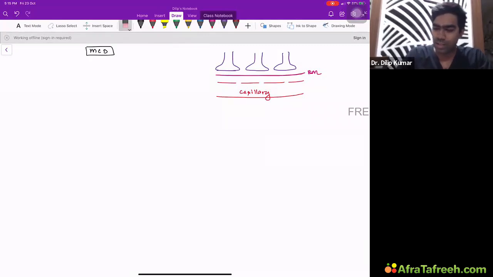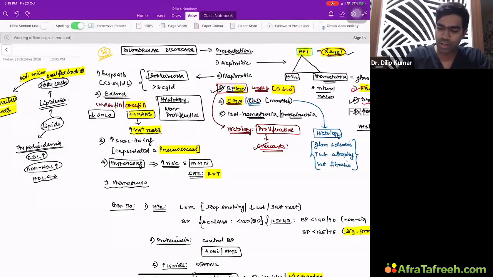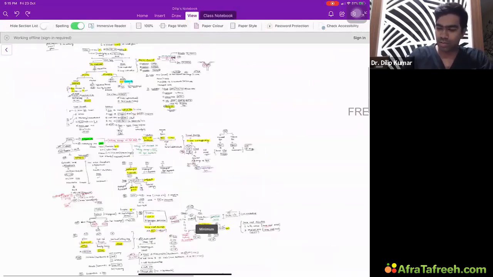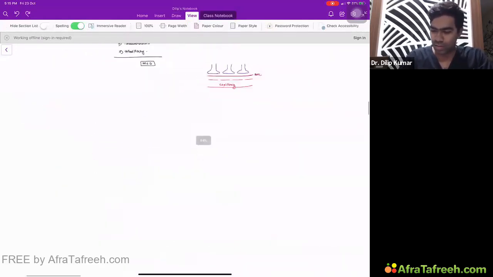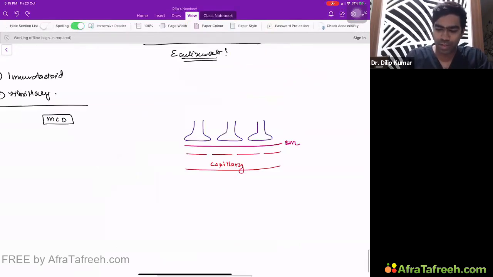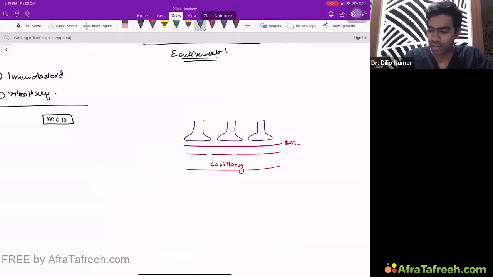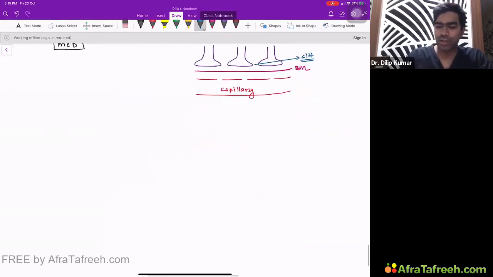And this slit is what we refer to as a filtration slit. We know that. Maybe I can draw it like this. Okay, so this is the filtration slit basically, through which the molecules are going to get forced into the Bowman's capsule or the Bowman space.